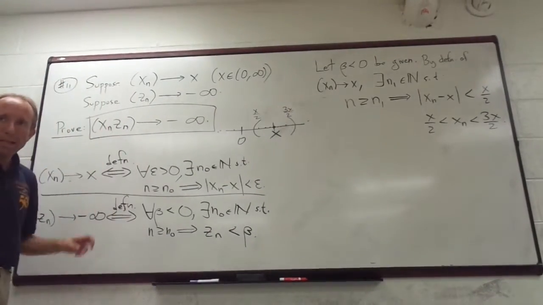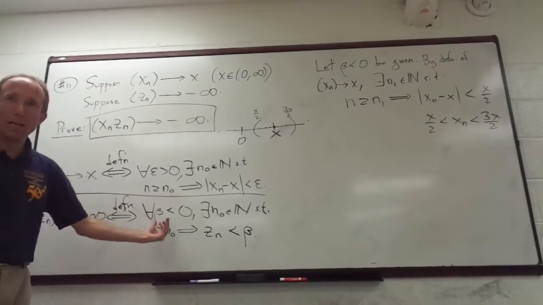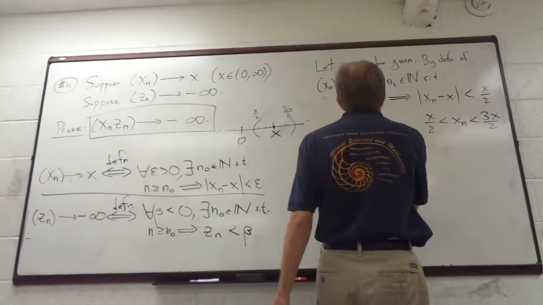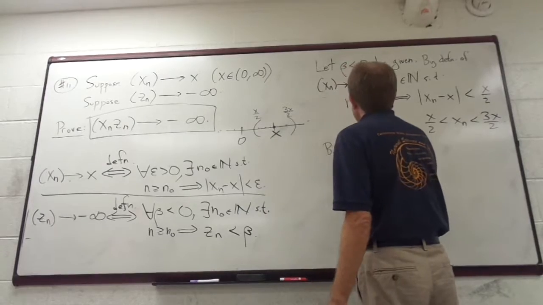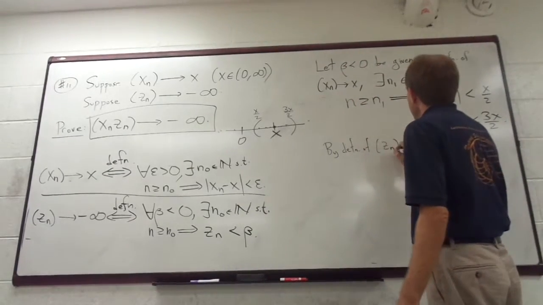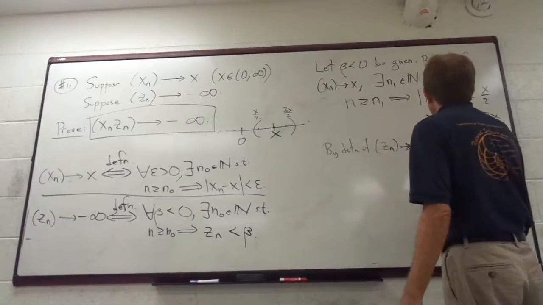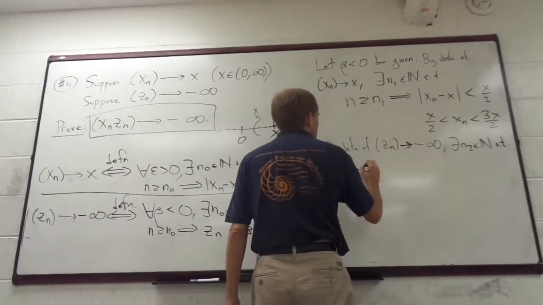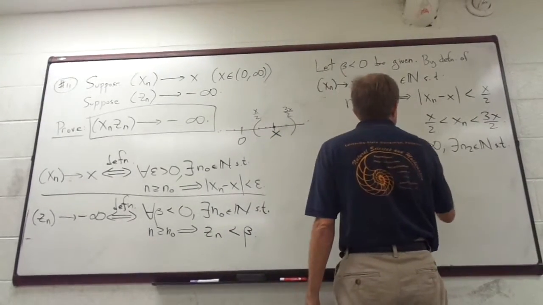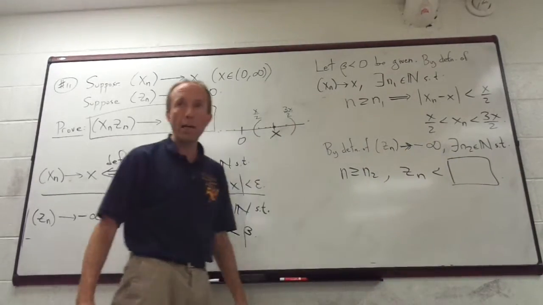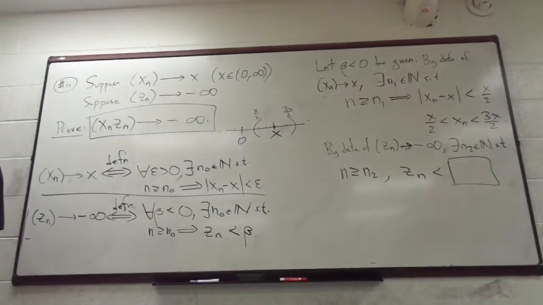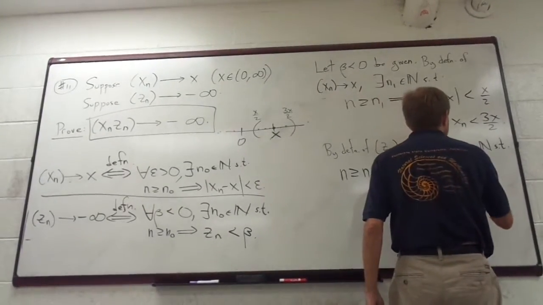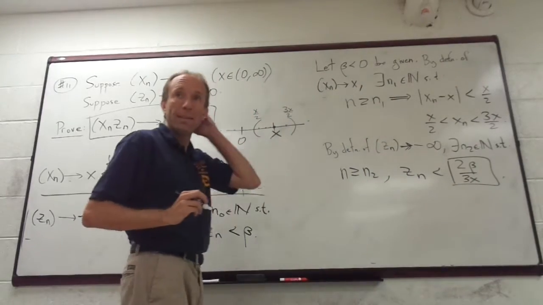We're going to be multiplying that by zn, so we have to choose our beta properly now. There's going to be a beta such that, by definition of Zn converging to minus infinity, there exists an n2 in the natural numbers such that if n is greater than or equal to n2, Zn is less than, we can put whatever we want in that box. 2 beta over 3x is your proposal? Let's try it.